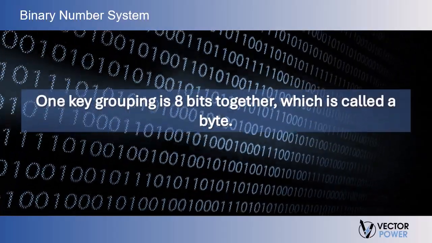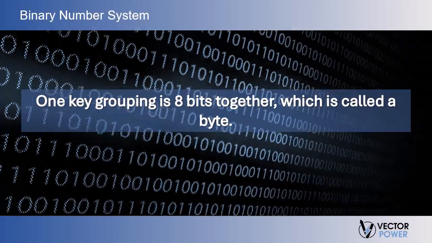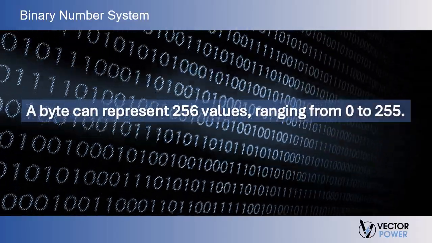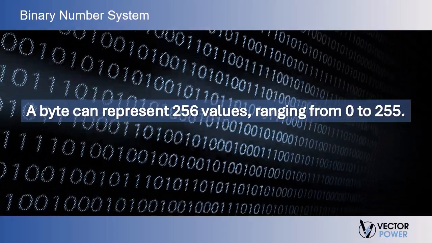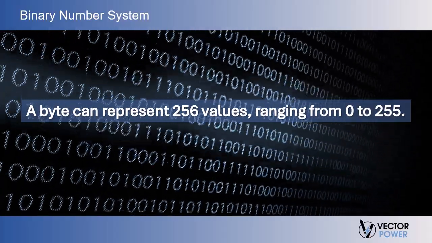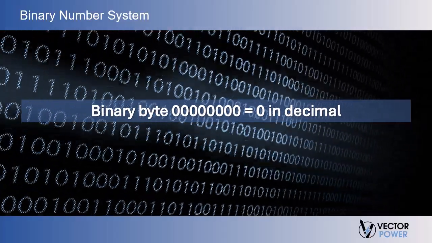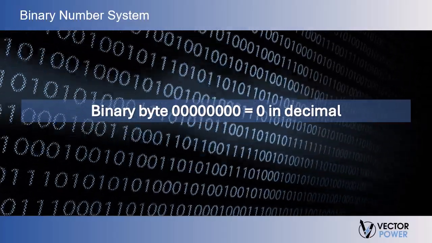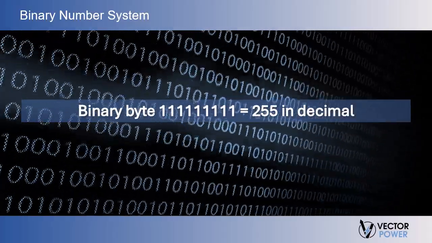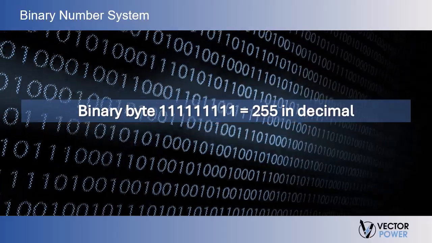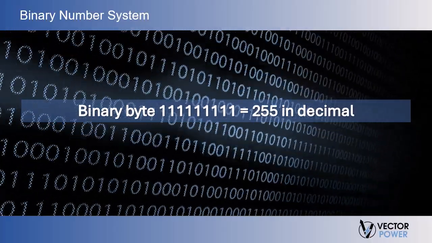One key grouping is 8 bits together, which is called a byte. A byte can represent 256 values, ranging from 0 to 255. An all zeros binary byte equals 0 in decimal, and an all ones binary byte represents 255 in decimal.